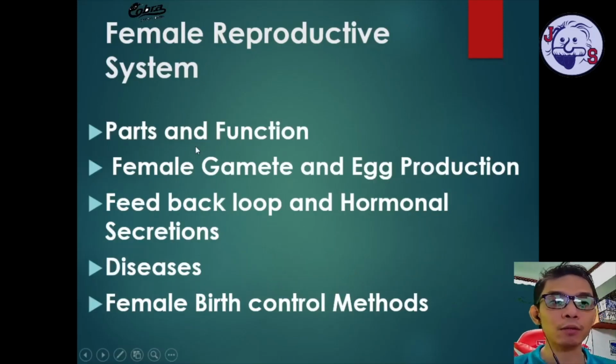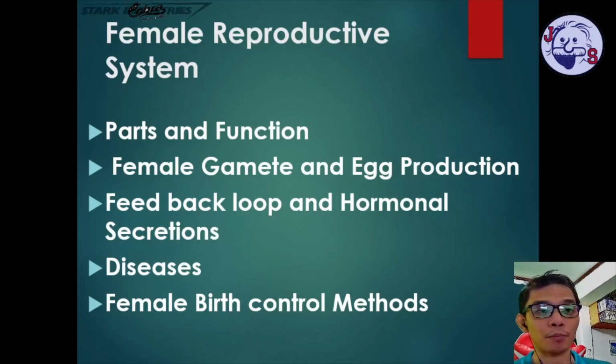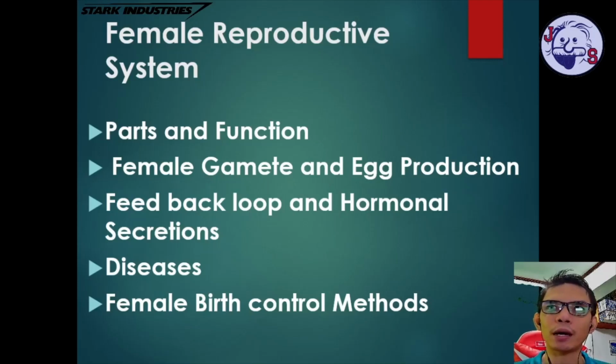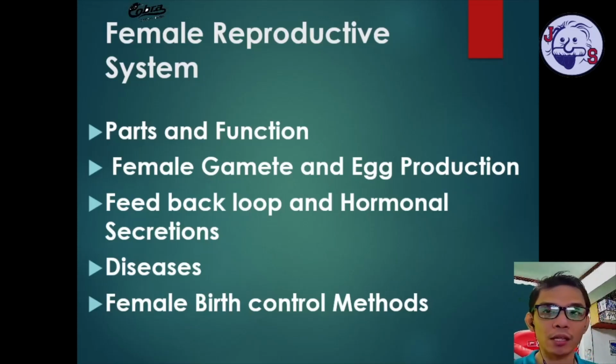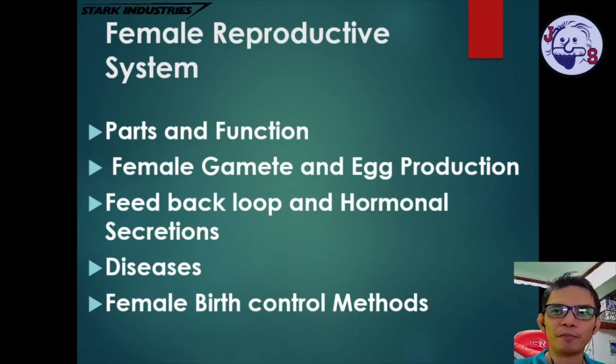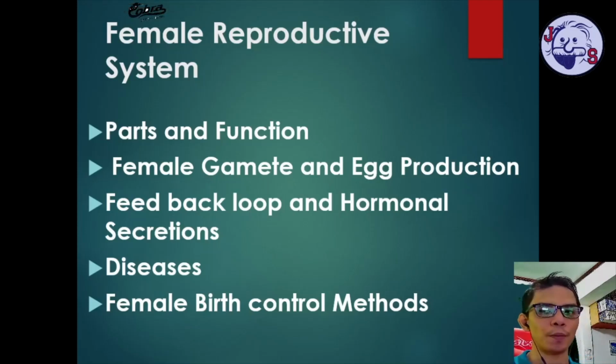these are the things that we are going to talk about in the female reproductive system. We know already the basics about sexual reproduction, so let's talk about the last organ system that we have here, the female reproductive system. We have the parts and function, the female gamete and egg production, the feedback loop and the hormonal secretions needed in order to produce an egg, the diseases, and the female birth control methods that are available right now. So without further ado, let's start first with the parts and function.